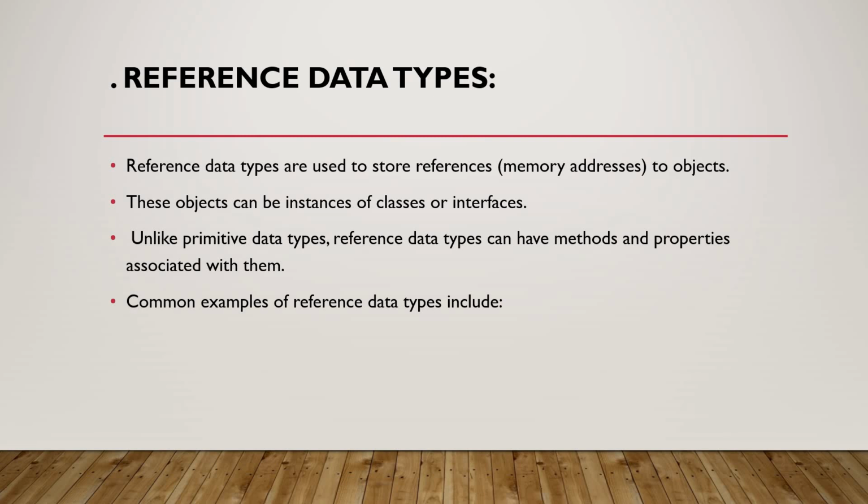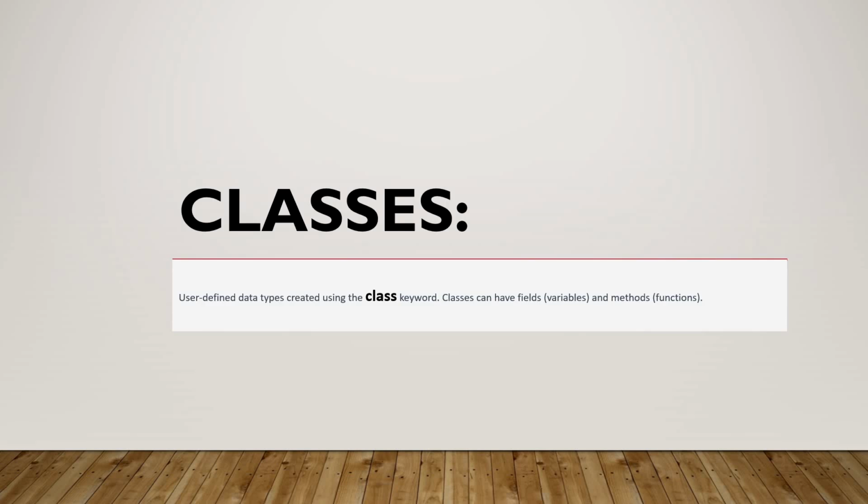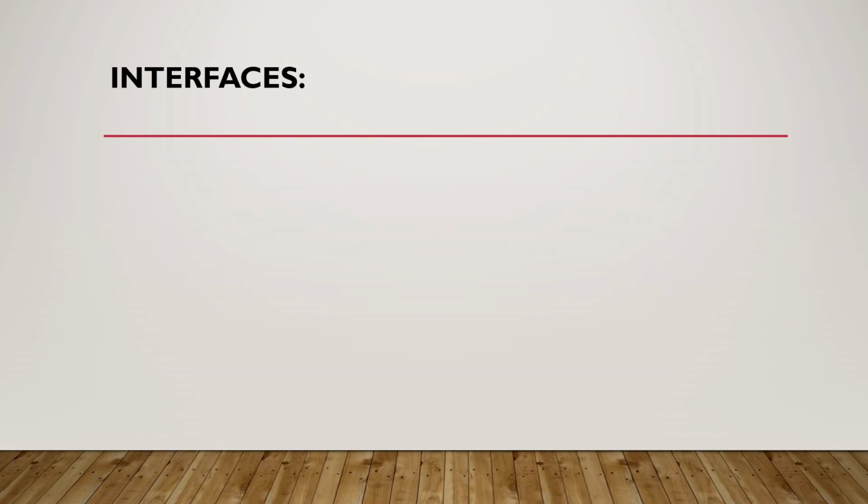Now coming to the reference data types, or we can say non-primitive data types. Reference data types are used to store the reference memory address of an object. These objects can be instances of a class or interface. Unlike primitive data types, reference data types can have methods and properties associated with them. Common examples of reference data types include classes, which are user-defined data types created using the class keyword. A class can have fields like variables and methods like functions.